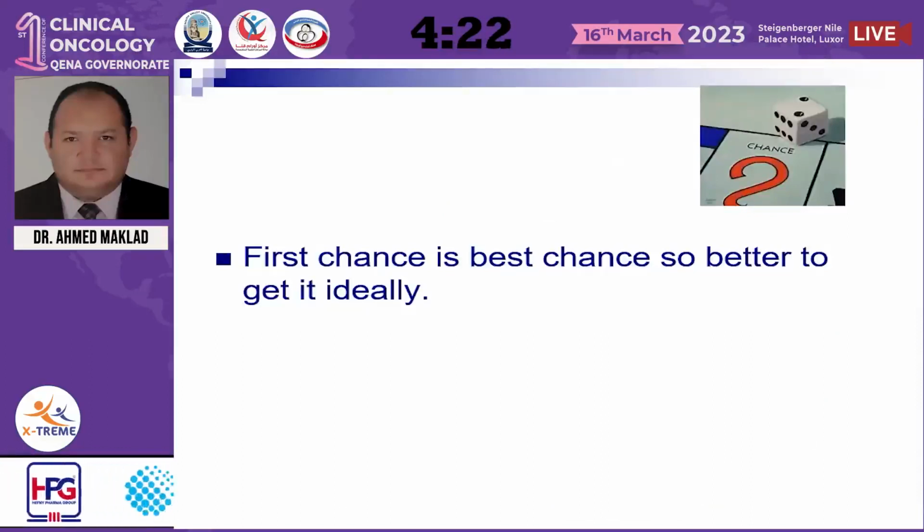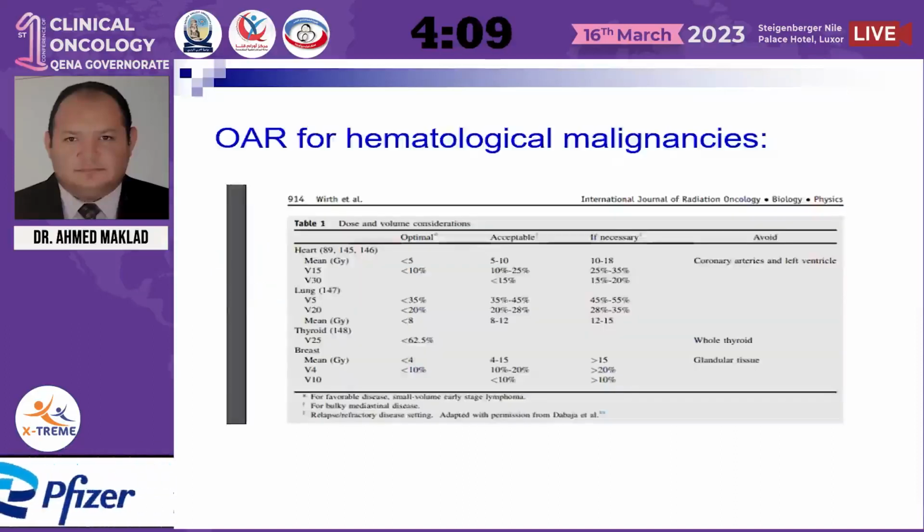So please, first chance is best chance for the patient, so it is better to get it ideally, and you can even send the patient to some centers if you don't have these facilities, just to decrease the heart dose and decrease the toxicity for the patient. We have different organs at risk here for hematological malignancy.